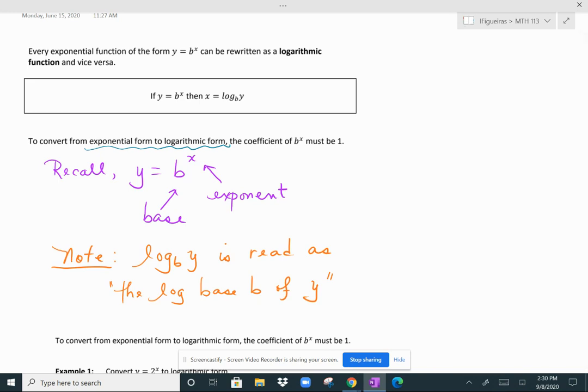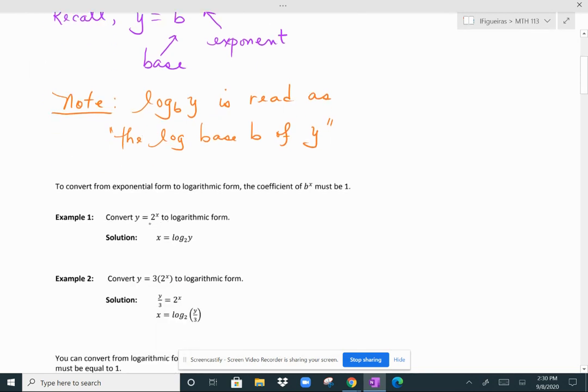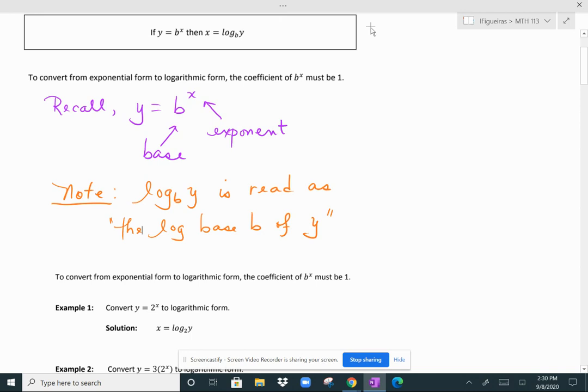Just a little reminder of vocabulary. For your exponential equation, you call your b the base and x is the exponent. When it's written in logarithmic form, this is read as log base b of y. So to convert y equals 2 to the x to a logarithmic equation, this will be x equals log base 2 of y. It's basically just applying this definition to the more specific example of 2 to the x.